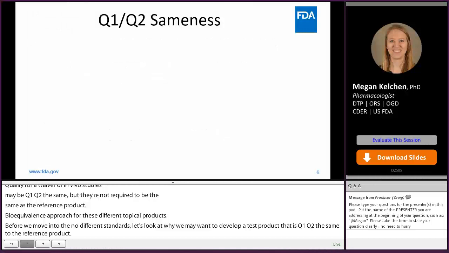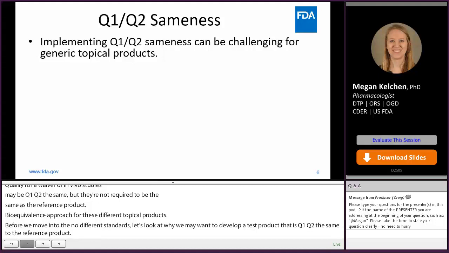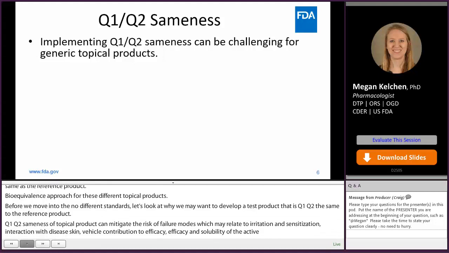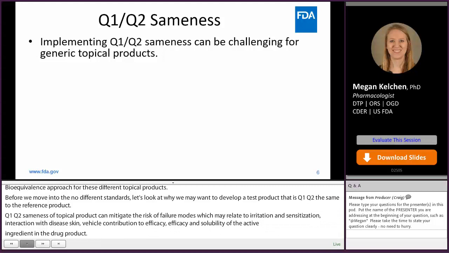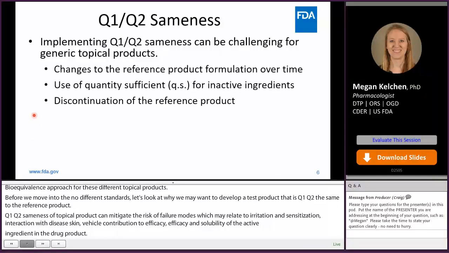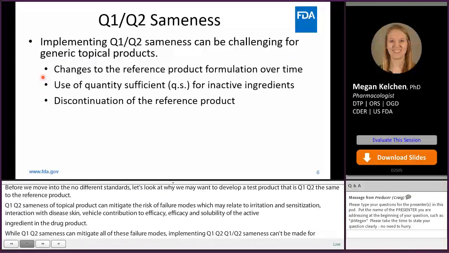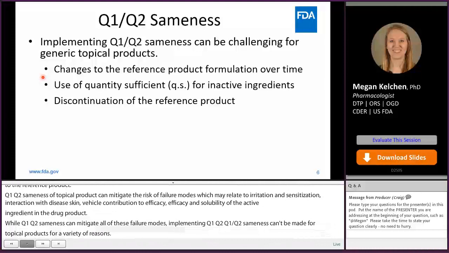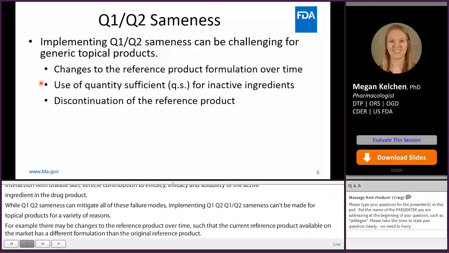While Q1, Q2 sameness can mitigate all of these failure modes, implementing Q1, Q2 sameness can be challenging for generic topical products, and this is due to a variety of reasons. For example, there may be changes to the reference product over time such that the current reference product that's available on the market has a different formulation than the original reference product. A reference product may not list a nominal amount for certain inactive ingredients in their formulation table.